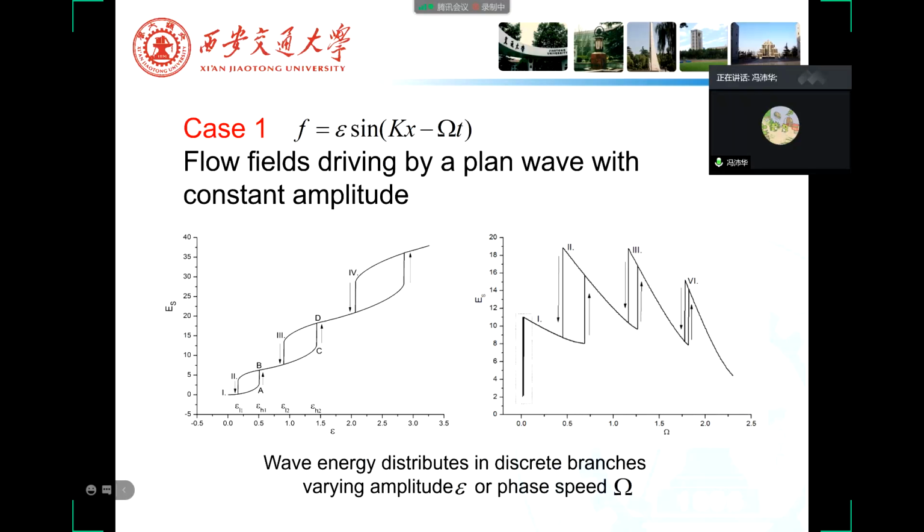We use three kinds of driving waves in this flow field. The first one is the traveling wave, and in the traveling wave case we found that the energy of the wave is distributed in the parameter space in discrete branches when we change the amplitude of the driving waves or the phase speed of the driving waves. And we find hysteresis loops between every two energy branches.